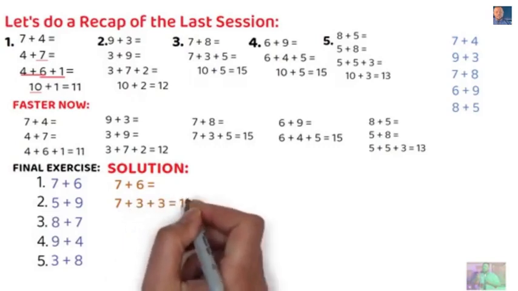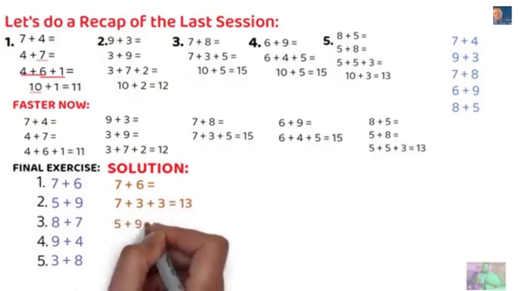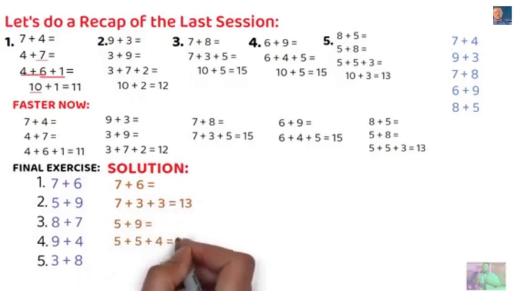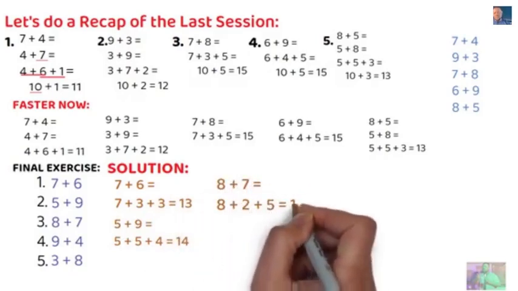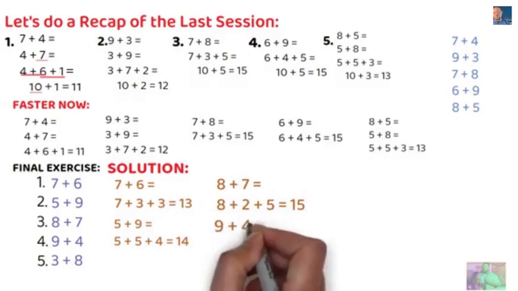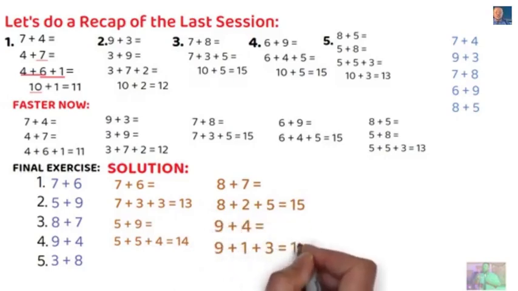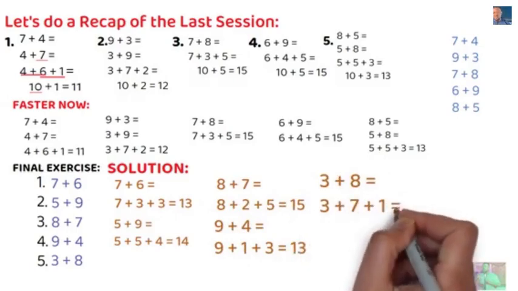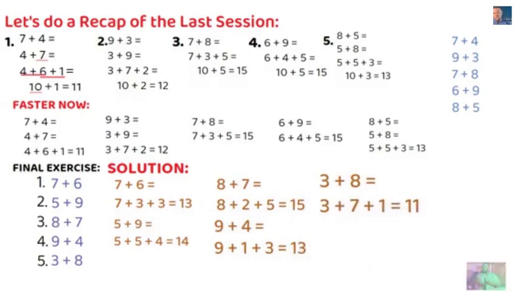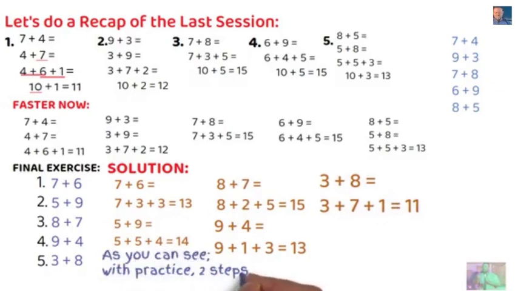I'm going to add 3 to 7, 3 plus 3 gives me 6, and 13 is my final answer. I'm going to add 5 to 5, 4 plus 5 gives me 9, 14 is my final answer. 2 to 8, 5 plus 2 is 7, 15 is my final answer. 1 to 9, 3 plus 1 gives me 4, 13 is my final answer. 7 to 3, 1 plus 7 gives me 8, 11 is my final answer. It's as easy as that.